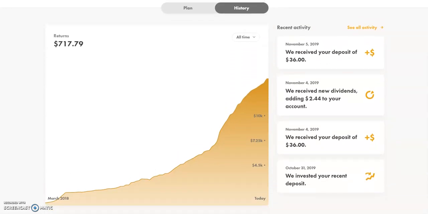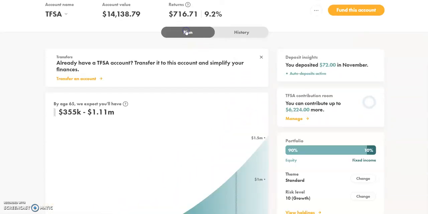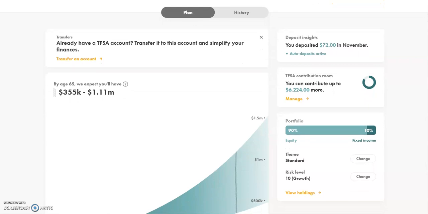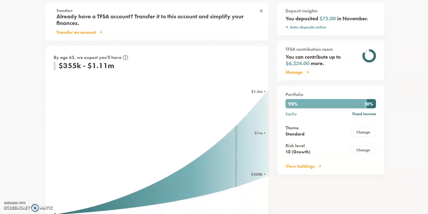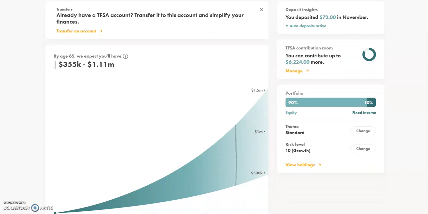So if I scroll back to my plan at the top, you can see that this month I've deposited $72 so far, and we're at the beginning of the month. There's a section for you to calculate how much more you can contribute to this account. The beauty of this calculation that Wealthsimple offers is that some accounts, especially registered accounts in different countries, for instance here in Canada, have a cap.